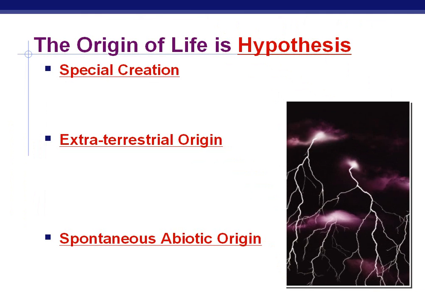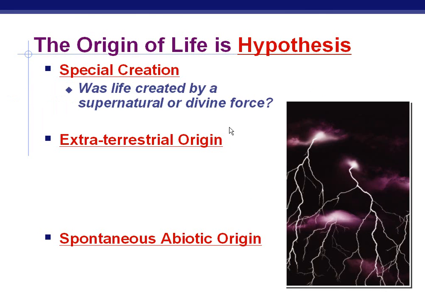So the origin of life is a hypothesis, and there are three competing hypotheses to explain how life originated. Special creation is a hypothesis. Was life created by a supernatural or divine force? Perhaps. However, in the scientific realm, this is not a testable hypothesis, and this is why it doesn't get any attention from the scientific community. If it can be tested, then it would be addressed. Remember, hypotheses must be observable and testable.